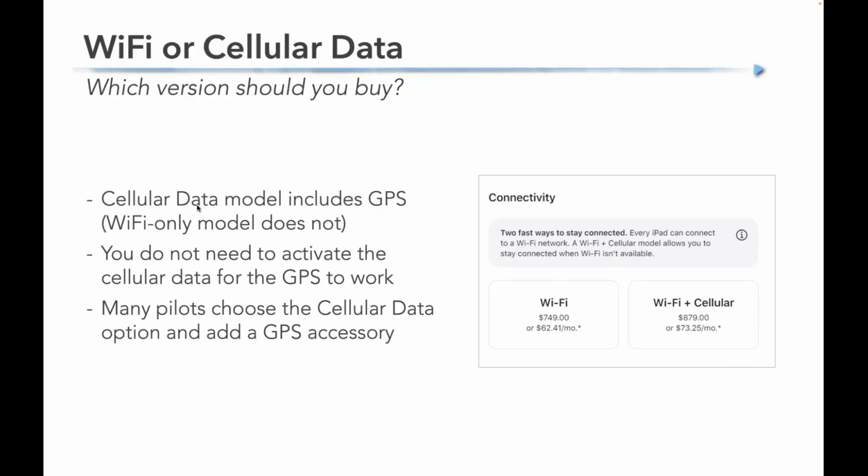They also include a fully capable GPS chip in that cellular data model, which for pilots has very positive implications in that we can use it to navigate without a third-party accessory like an external GPS or another ADS-B receiver. The upgrade for this is typically around $130 extra, so not a whole lot in the scheme of things, in aviation dollars, to provide that GPS.